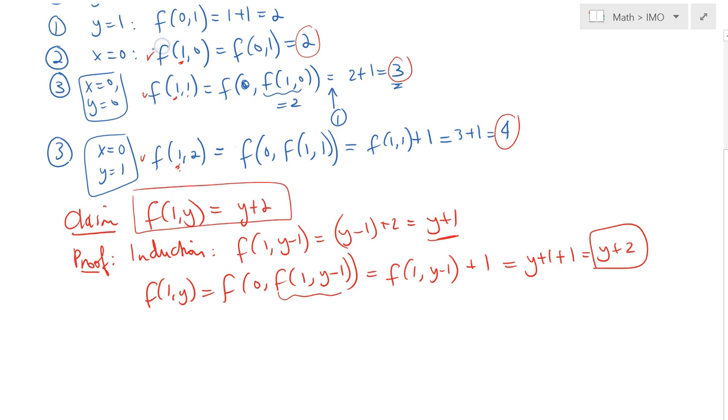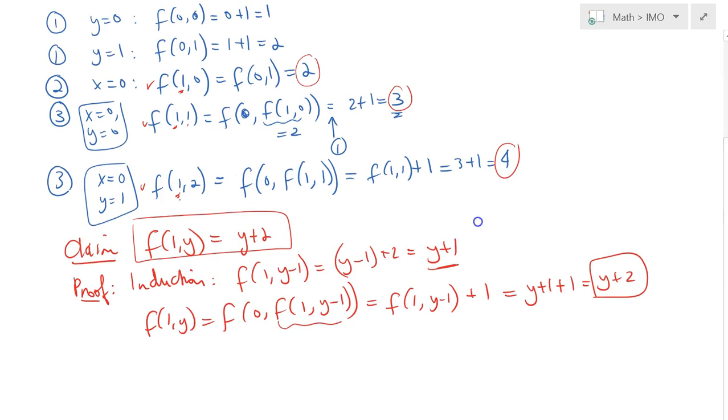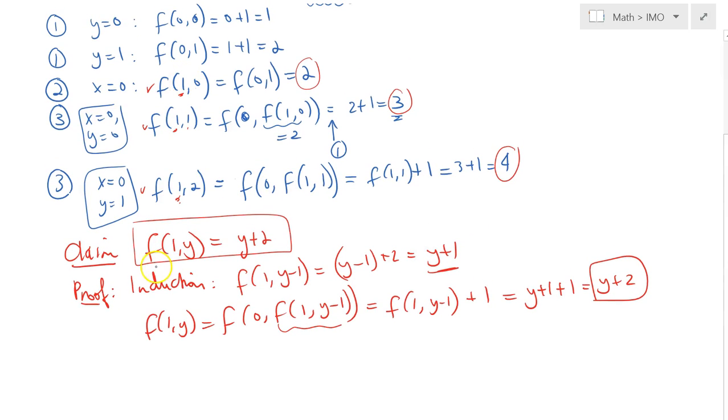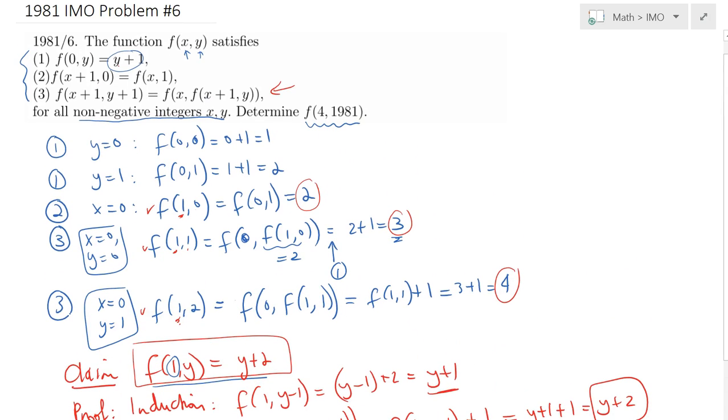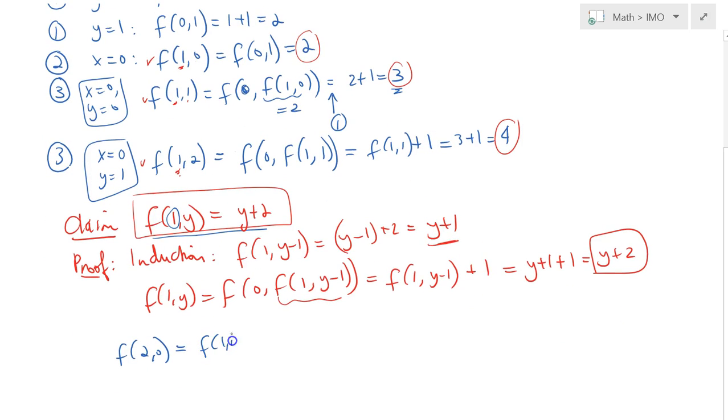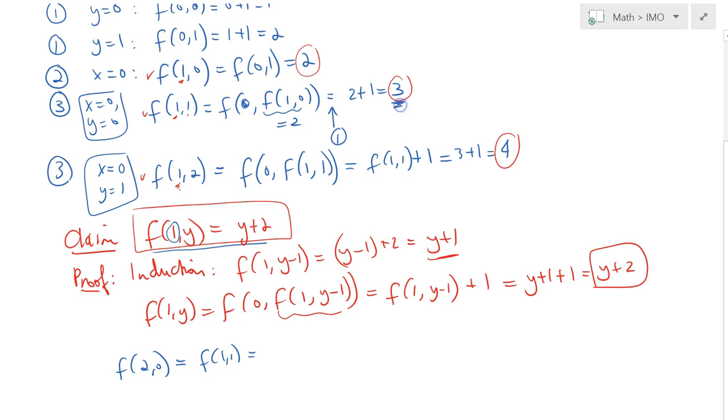Going back to searching for further patterns, we already discovered the pattern for, if you will, layer 1. Now we can try to see if we can find a pattern for layer 2. So let's start with f of 2, 0. Using the second property, replacing x with a 1, that's simply f of 1, 1. But f of 1, 1 earlier we have as 3.